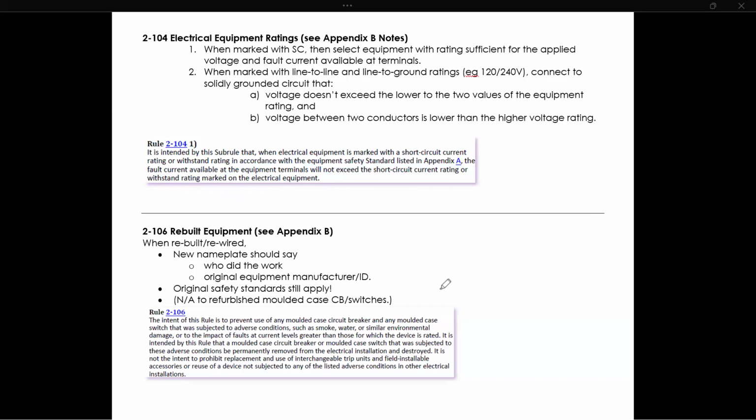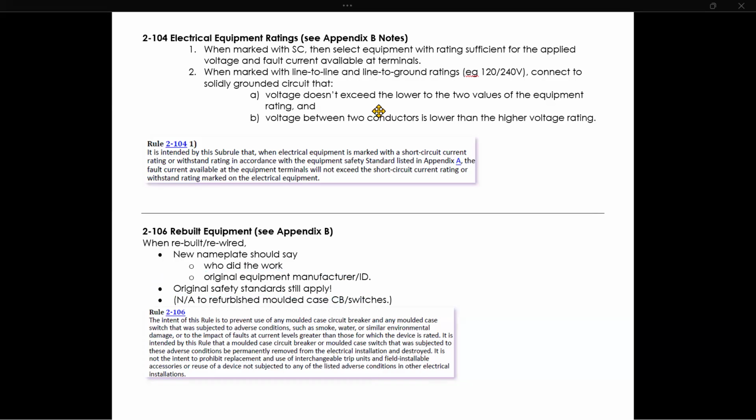Let's look at rule 2-106. What that is saying is that circuit breakers or switches that have been rebuilt or refurbished, especially those exposed to things like fire or water damage, cannot be approved for use if they have been pushed past their safety limits. So the original safety standards apply to those, and they would have to be taken out of service if they were pushed past those rated limits.